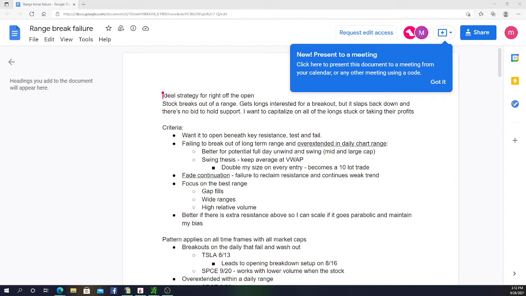So, like, am I pulling up? All right, I'm pulling up DraftKings. So this works with all different sorts of stocks. I'll go through a bunch of different examples.